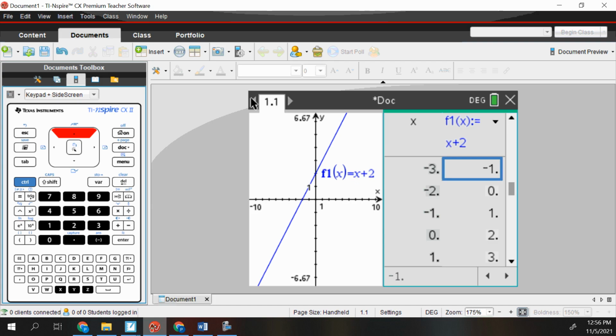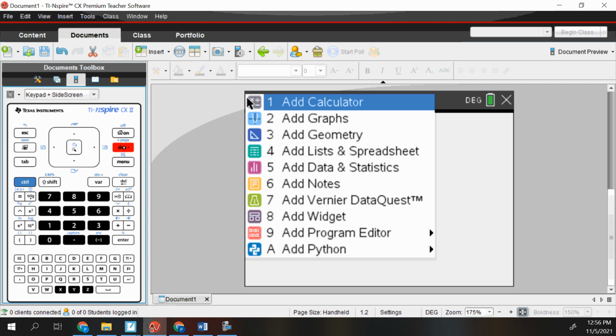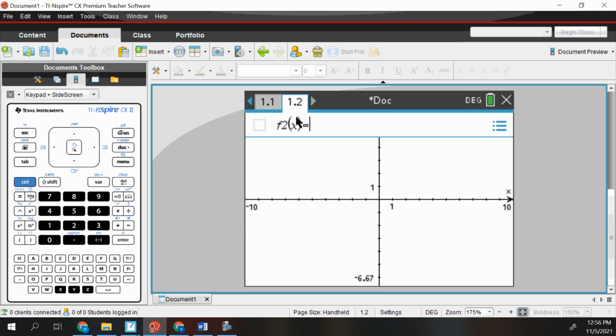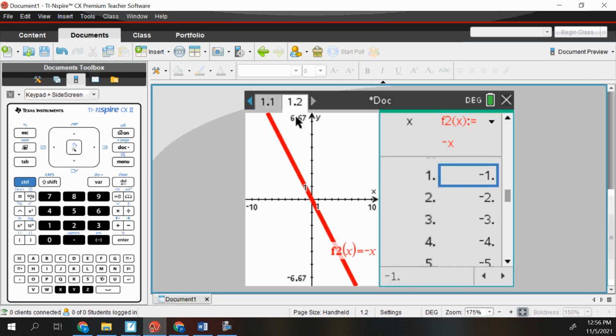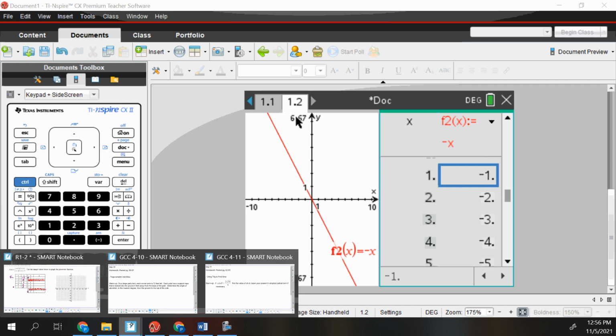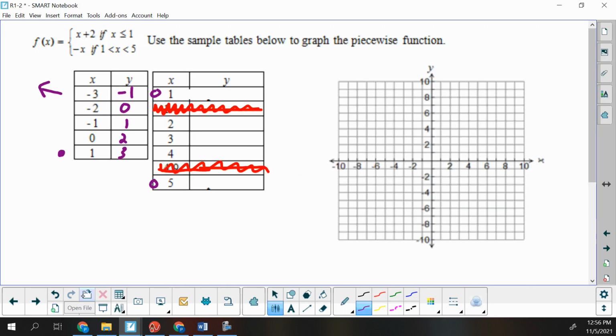Going back to here, we can add a new graph by doing Control and Dock. Control Dock adds a new graph. It actually adds a new page, and you can add any type of page you want. Our other equation was -x. Hit Enter. Do Control-T to get your table. And we wanted from 1 to 5, -1, -2, -3, -4, -5. Now that one wasn't bad. You might have been able to just sub that one in by hand, because it's just negating the x values.